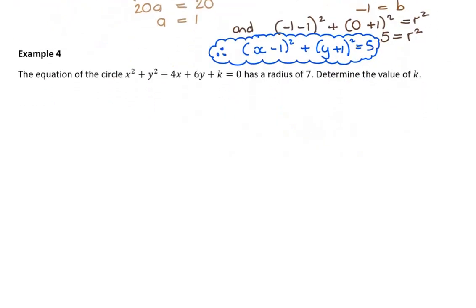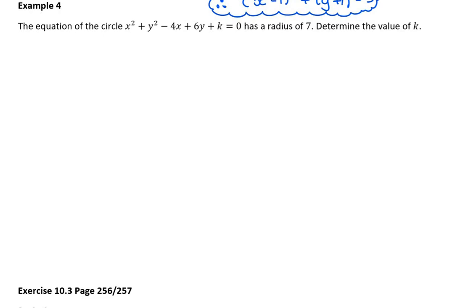Right, so last example is a fairly common question. So this is definitely very, very common. The equation of the circle is given to you. Now we have practiced the idea of rewriting that in standard form by completing the square. It tells me it has a radius of 7. Determine the value of k.